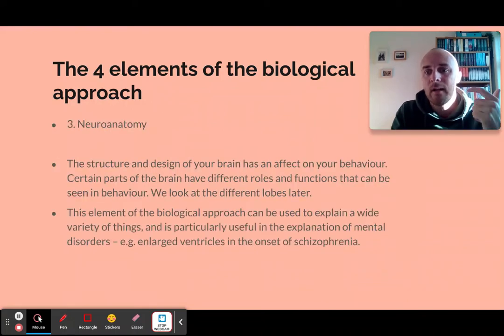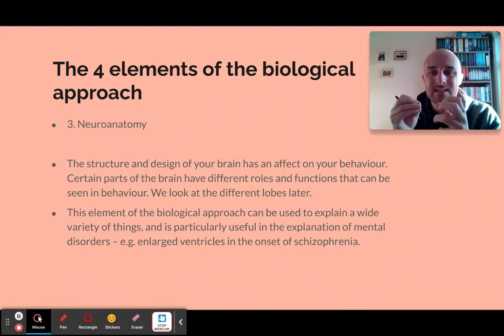You may argue. The third one I want to look at is neuroanatomy. This is the one that students aren't particularly good at. It's literally the physical structure of the brain. Is there something wrong with the physical structure of the brain? It's not about genes, it's not about evolution, it's not about chemicals. It's literally, is a part of your brain broken or misfiring or underperforming? So you do need to know the lobes of the brain.